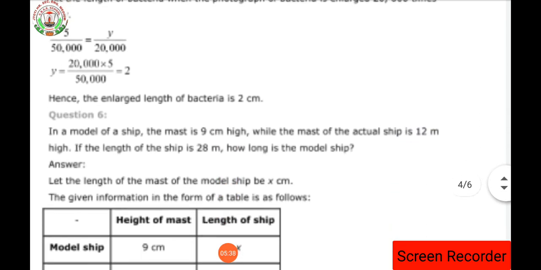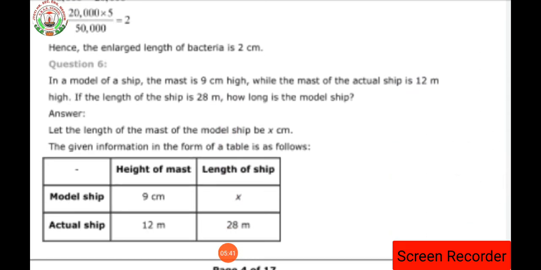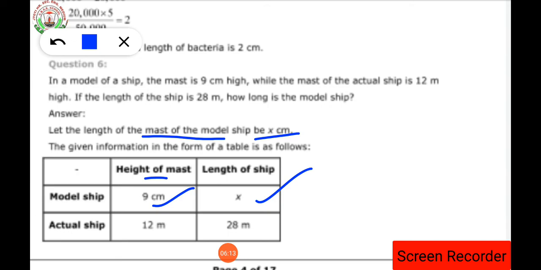Clear? Now in the next question we are going to see question number 6. In a model of a ship, the mast is 9 centimeter high while the mast of the actual ship is 12 meter high. If the length of the ship is 28 meter, how long is the model ship? So here we will consider the length of the model ship as x centimeter. The height of the mast of the model is 9 centimeter, and the actual ship's mast is 12 meter, with its length being 28.